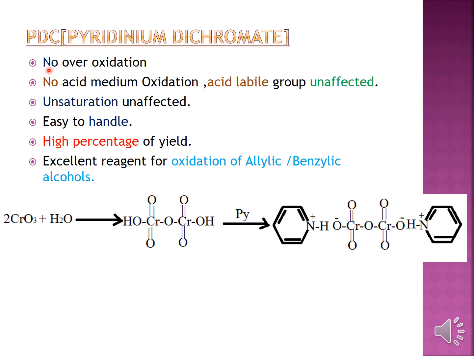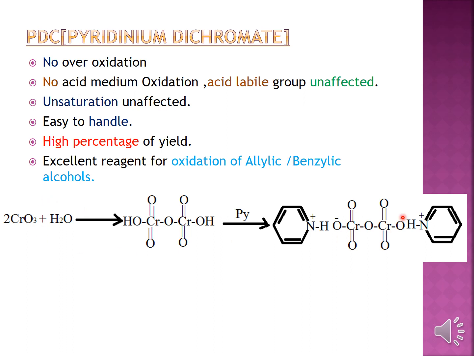So here let us study some of the points. In the beginning itself we are telling it does not cause over oxidation, there is no acid medium oxidation, acid labile groups are unaffected. Okay, and unsaturation is also unaffected. It is very easy to handle. It has a very high percentage of yield, and it is an excellent reagent for oxidation of allylic or benzylic alcohols.